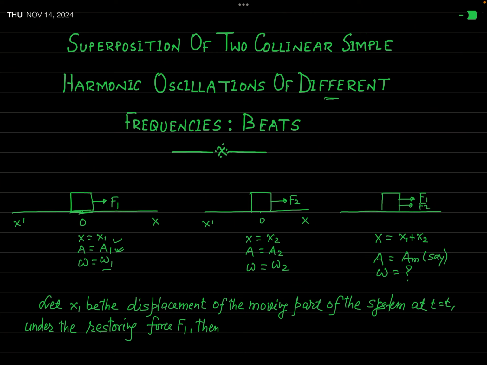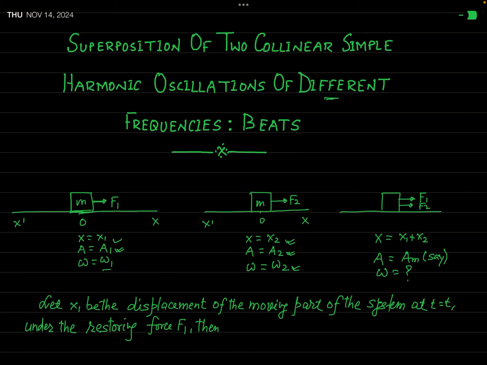But when the same oscillator is subjected to another restoring force, let us say F2, removing F1, then again this oscillator will perform simple harmonic oscillations along the x-axis. And I have shown in this figure that x2 is the displacement of the oscillator at any moment t, a2 is the amplitude of oscillation, and omega 2 is the angular frequency of this oscillation under the restoring force F2.